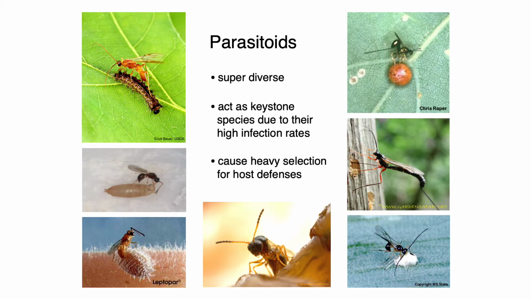So, what are parasitoids? They're generally insects that infect other insects, although there are lots of caveats to that. And these are a bunch of images of different parasitoids infecting their hosts. Parasitoids are super diverse. I mean, pretty much for every insect that exists out in nature, there's some parasitoid or multiple parasitoids that infect it. Because they're so good at infecting their host, they often act as keystone species in natural ecosystems.